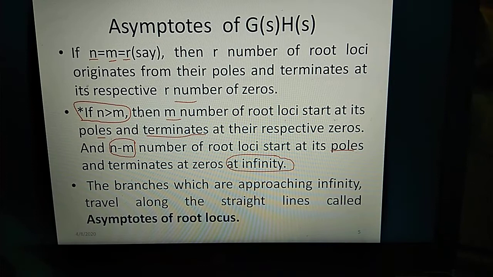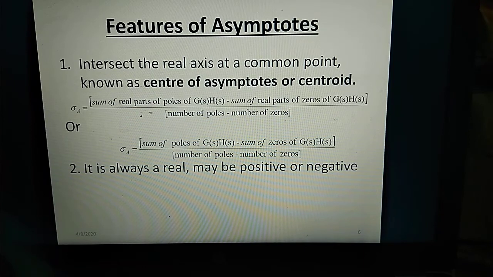And when they are approaching infinity, they will travel along a straight line, and this is known as asymptotes. Remember, the root loci which are traveling towards infinity travel along a straight path, and this path is known as asymptotes. Now come to the features of asymptotes.